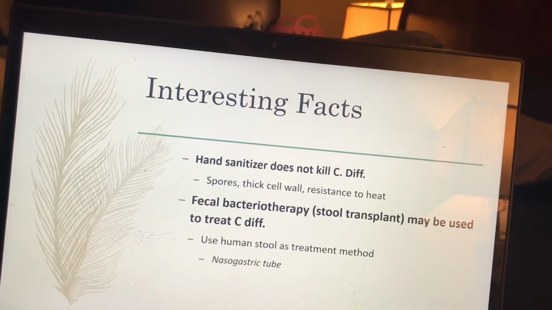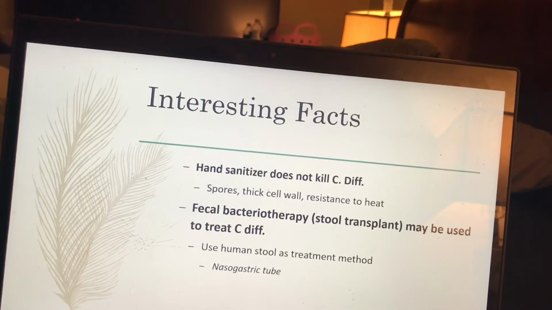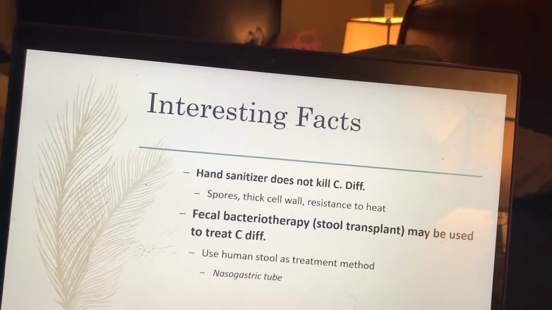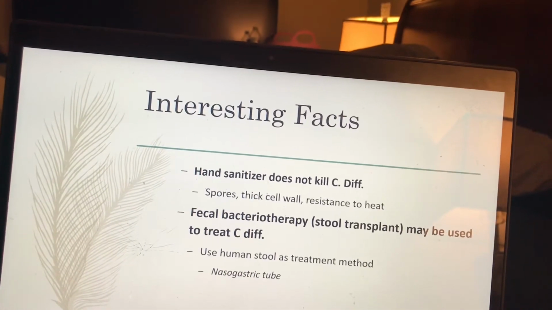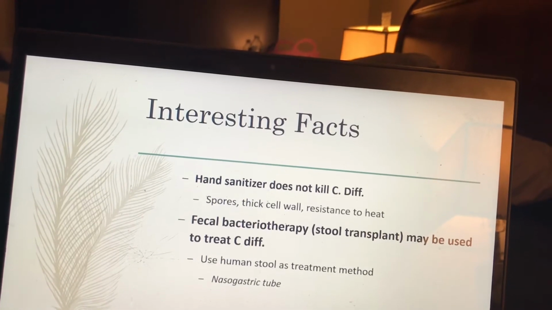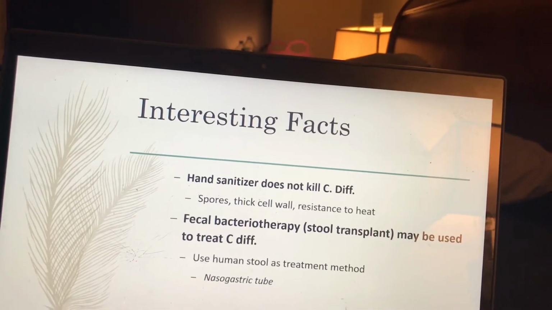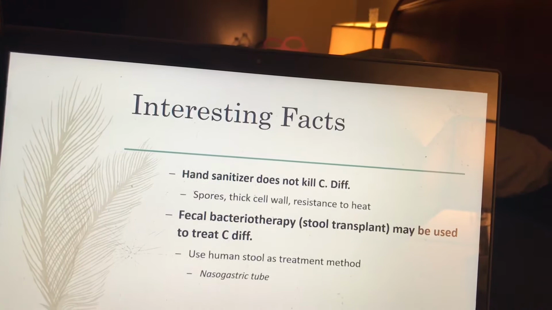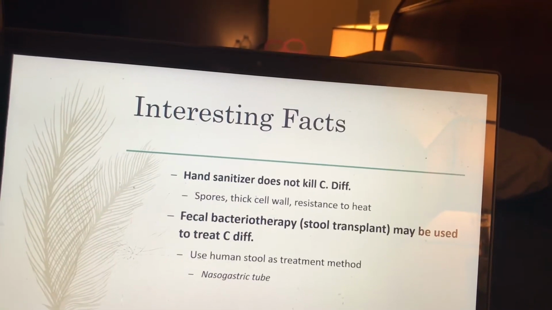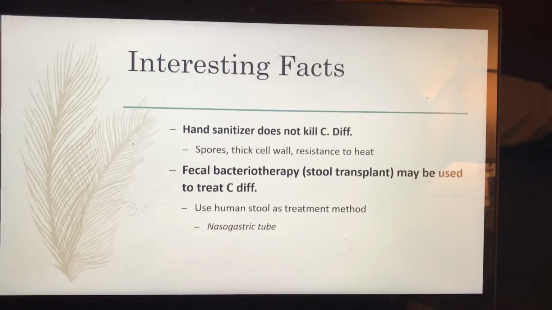Another interesting fact, which is also very disgusting, is that they have started performing a fecal bacteriotherapy. This is where they do a stool transplant through a nasogastric tube. This is a treatment method that will use human stool to replace the bacteria in your colon.